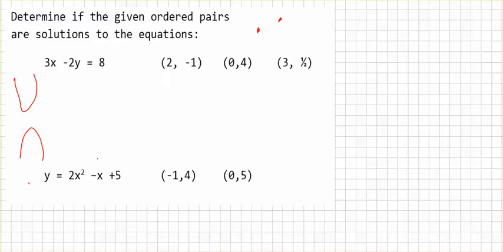So we're going to take y equals 2x squared minus x plus 5, and we're going to see whether or not that falls on the line. So y equals 4. Again, make sure that you substitute properly. In the previous problems, they were in order, but this time they're not.